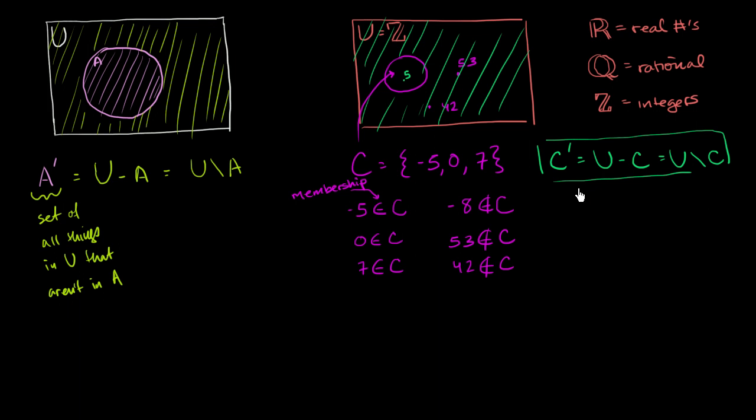Now all of a sudden we know that negative 5 was a member of C, so it can't be a member of C complement. So negative 5 is not a member of C complement. 0 is not a member of C complement. 0 sits in C, not in C complement. 53 is a member of C complement. It's outside of C. It's in the universe, but outside of C. 42 is a member of C complement. So anyway, hopefully that helps clear things up a little bit.